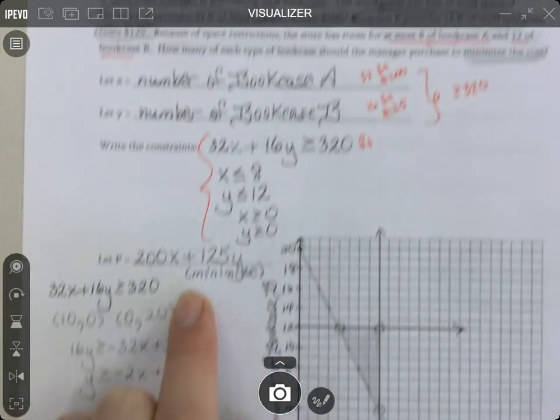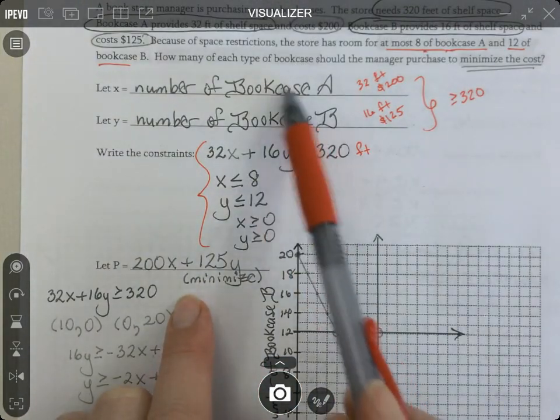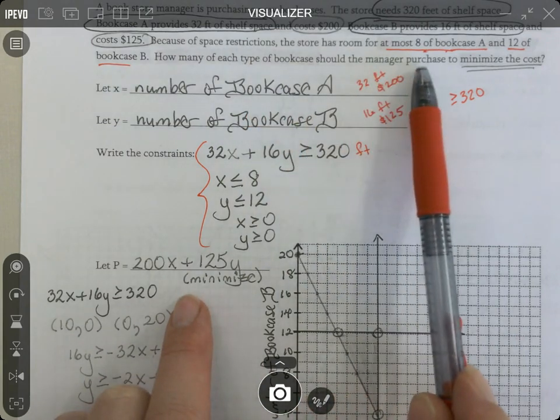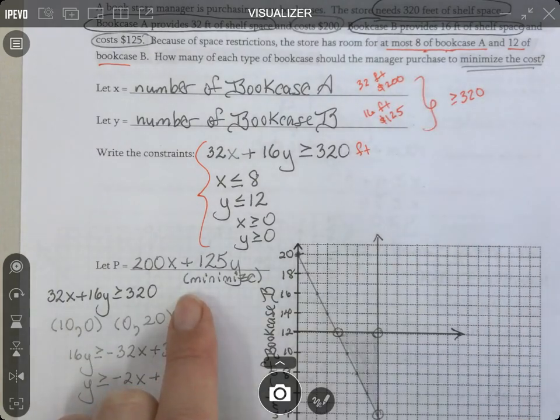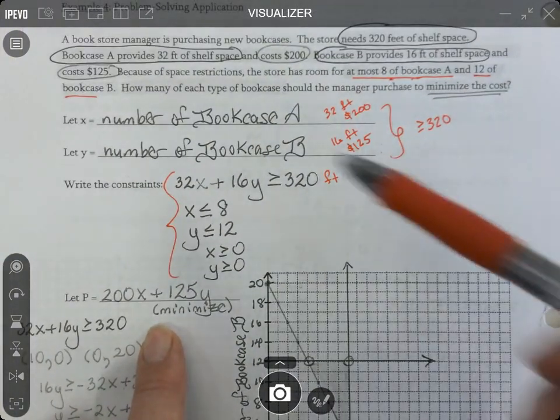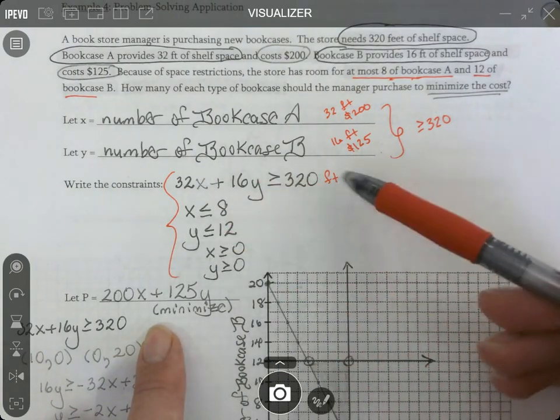Sorry, last part here. It says how many of each type of bookcase the manager should purchase to minimize the cost. So that's where the money comes into play. I forgot to talk about that. None of these had to do with money. They all had to do with how many feet.